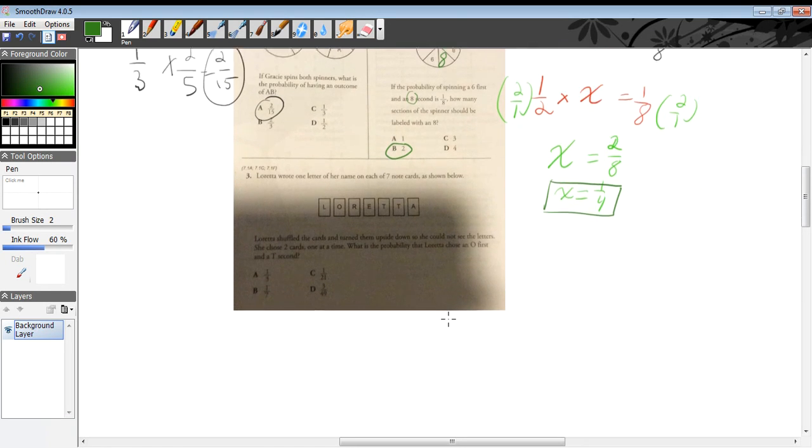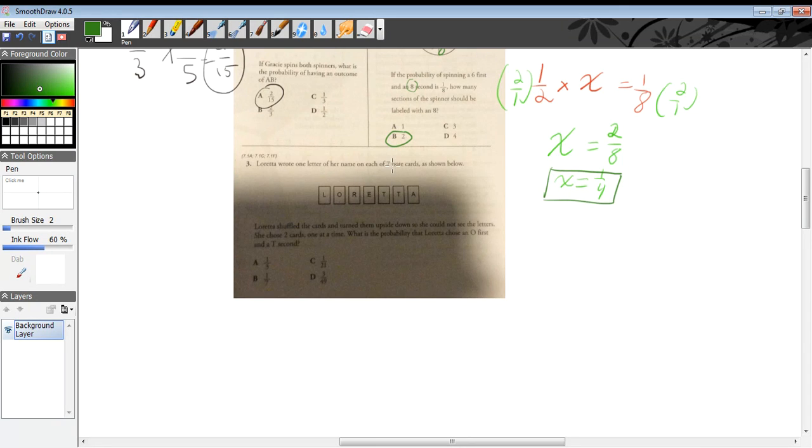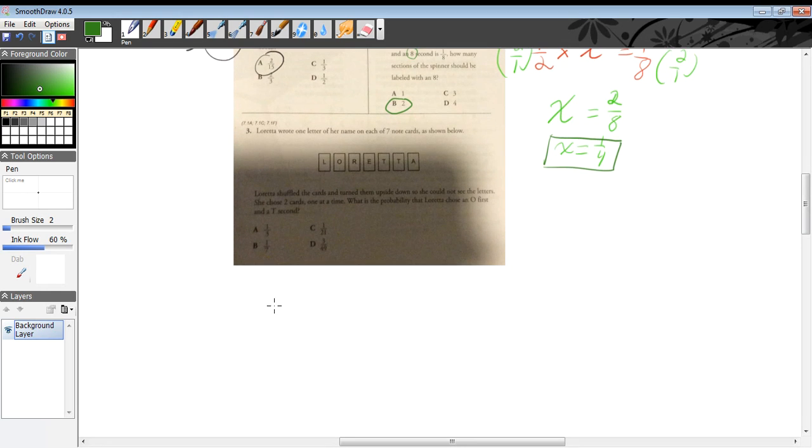Okay, Loretta wrote one letter of her name on each of the 7 note cards as shown below. Loretta shuffled the cards and turned them upside down so she could not see the letters. She chose 2 cards, one at a time. What is the probability that Loretta chose an O first and then a T second? So, of 7 cards, the O first, that's going to be 1 out of 7, and then a T second.